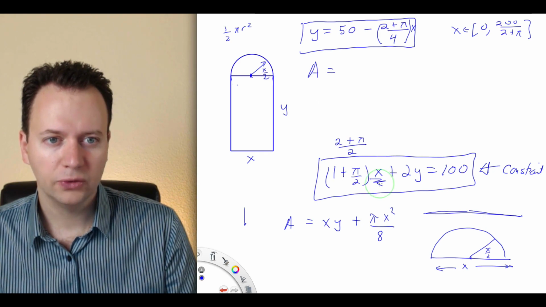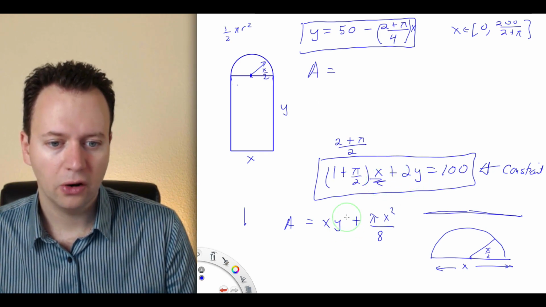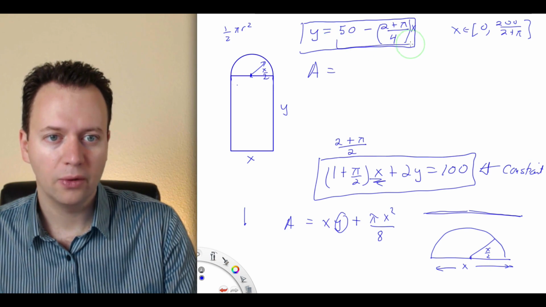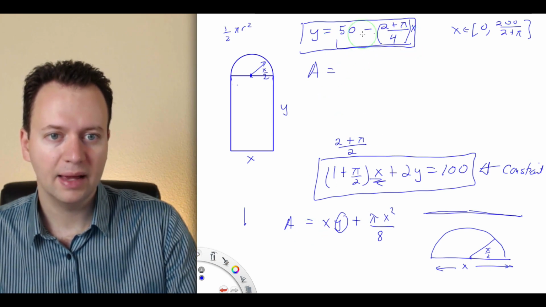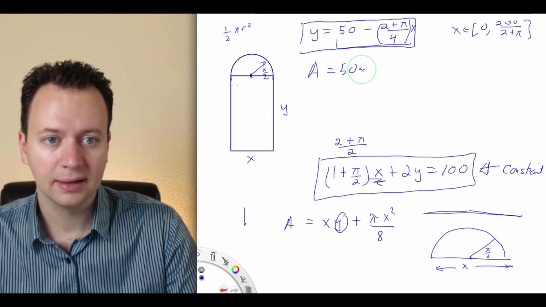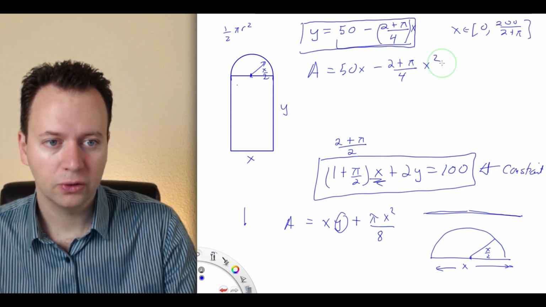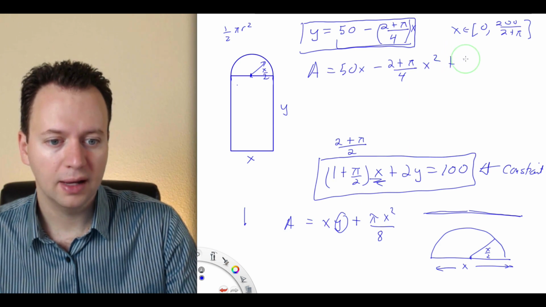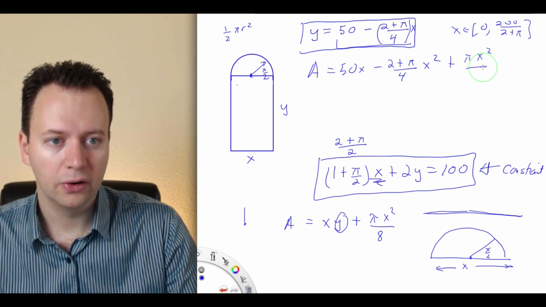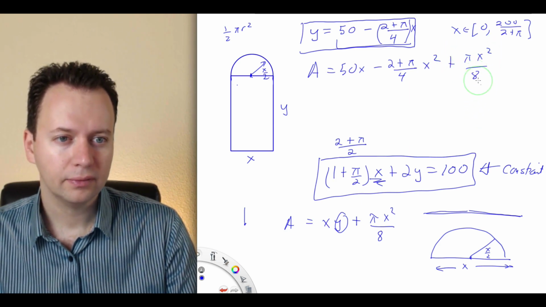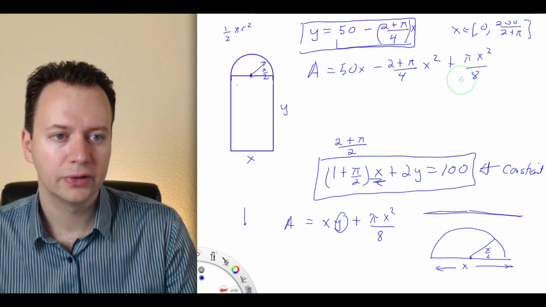So next we want to, in our area equation, replace y with this function. So it's going to be x times all of this. So that's 50x minus 2 plus pi over 4 x squared, and then plus this, so plus pi x squared over 8. Now we can combine these two terms.